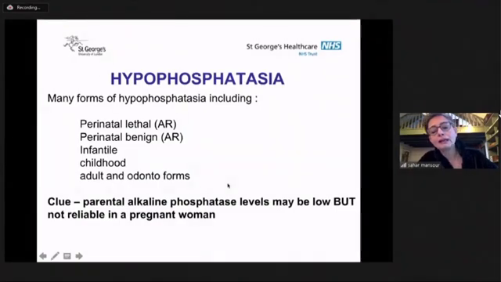But as you know, the alkaline phosphatase level in a pregnant woman is not very reliable, so it's not very useful. So genetic testing in this scenario is enormously helpful. And the gene for this condition is the alkaline phosphatase gene, and it can be dominant or recessive. So the more severe forms are recessive, and the milder forms are dominant. Actually, the perinatal benign can also be dominant as well as recessive.